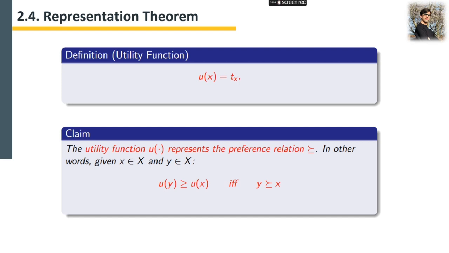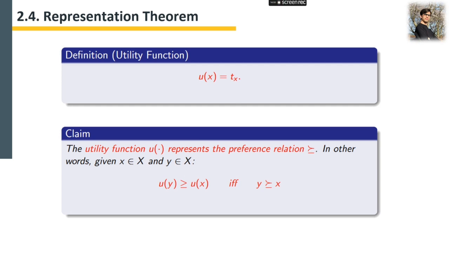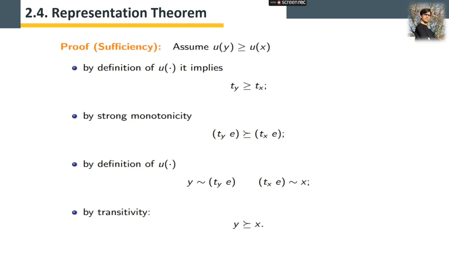We are going to prove that the preference relation that y is at least as good as x can be represented by a utility function if and only if the utility of y is greater than or equal to the utility of x. First of all, we need to prove that the necessity and sufficiency conditions can be satisfied by this relationship. So let's prove the sufficiency condition first. Assume that the utility you receive from y is at least as much as the utility you receive from x.